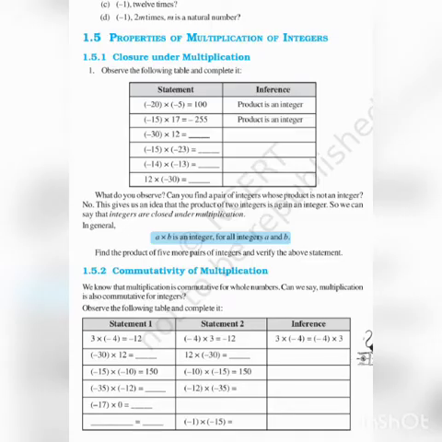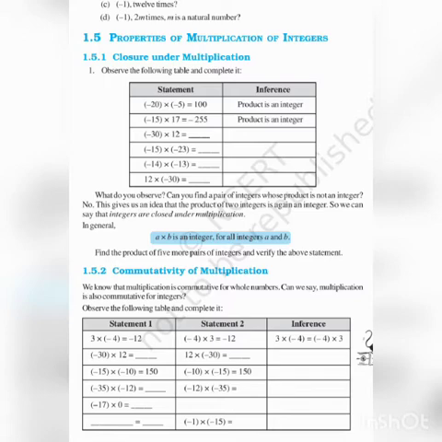So now, before going to the exercise, we should revise the properties, okay? What are the properties of multiplication of integers? Before going to the properties, you should know how to multiply integers. Plus into plus, plus. Plus into minus, minus. Minus into plus, minus. Minus into minus, plus. If you are multiplying two integers, these are the rules you should follow.